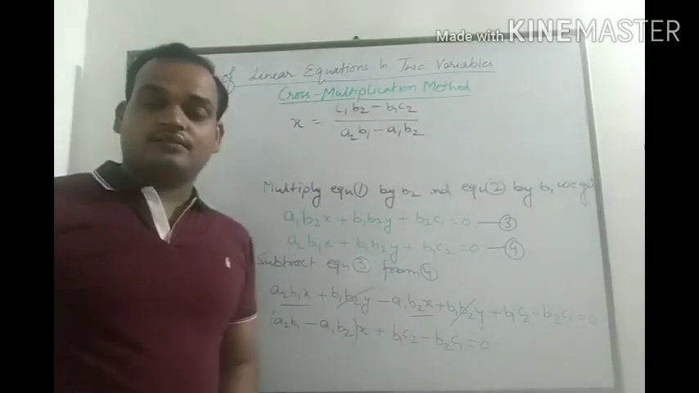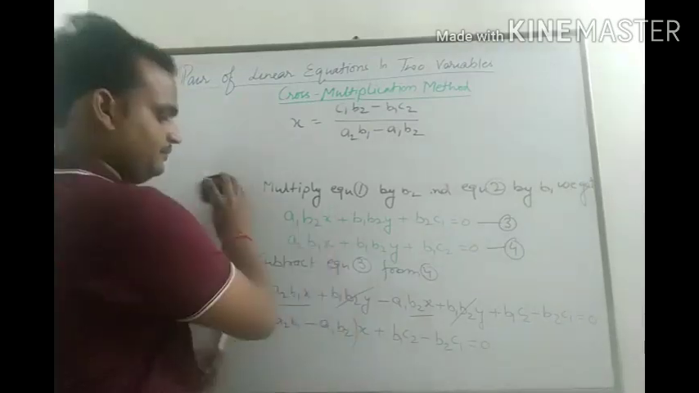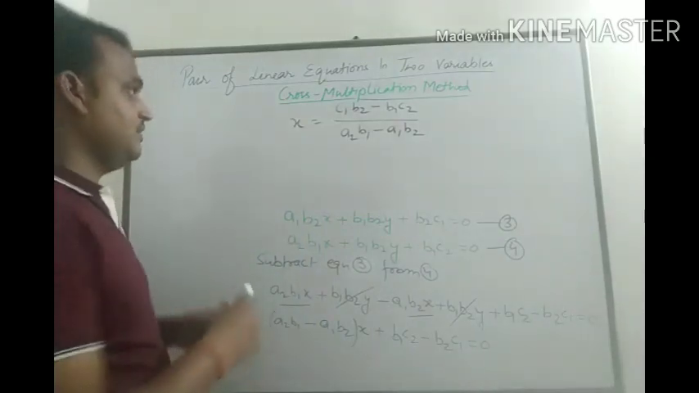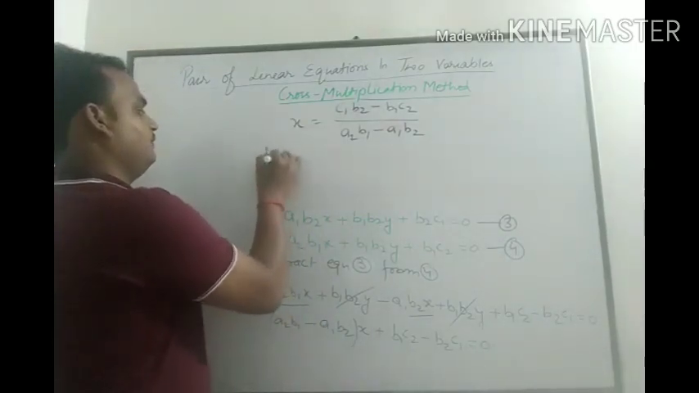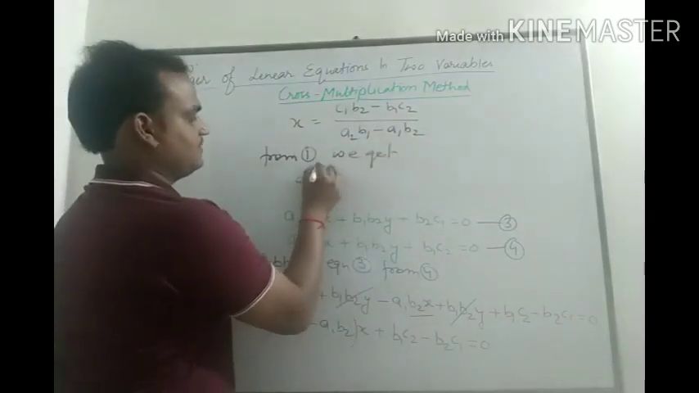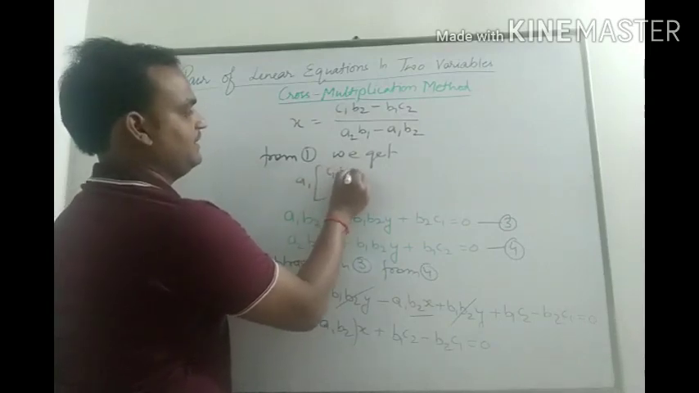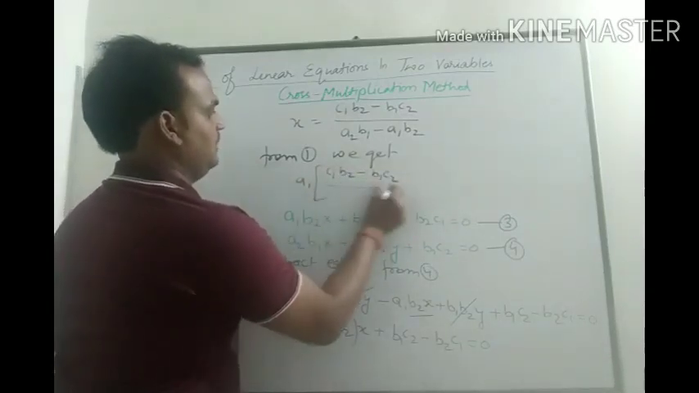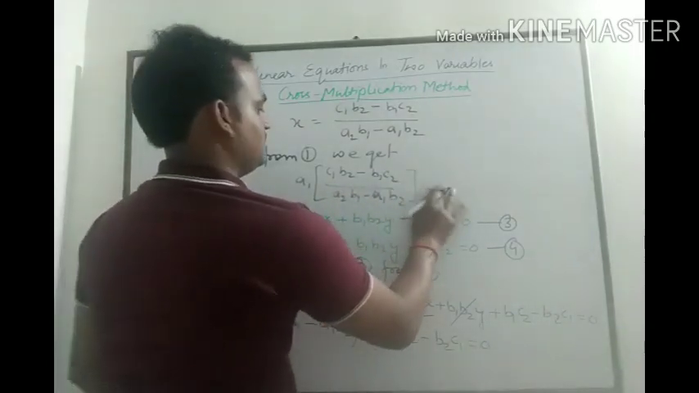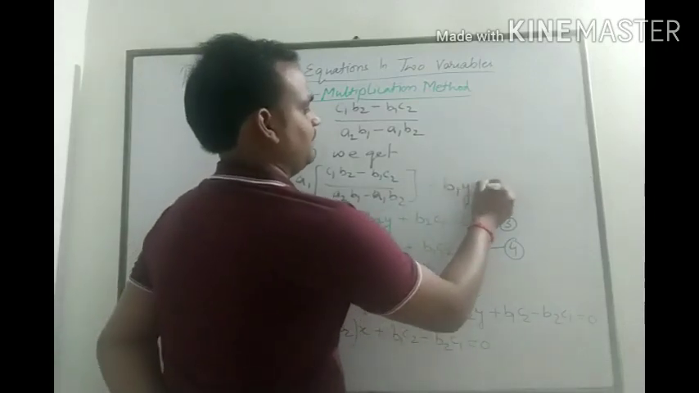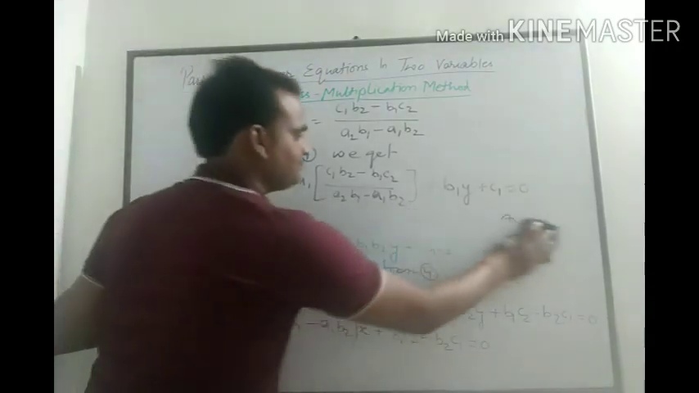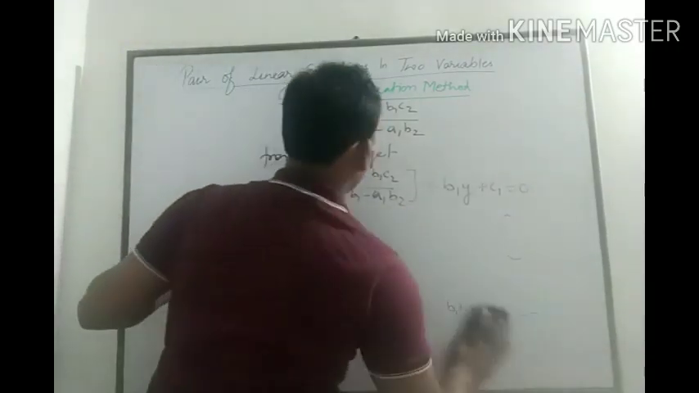Now we can get y. How can we get y? We have the equation a1x plus b1y plus c1 equals 0. From the first equation, in place of x we will write (b1 c2 minus b2 c1) upon (a2 b1 minus a1 b2), plus b1y plus c1 equals 0. Now we have to solve it for y.